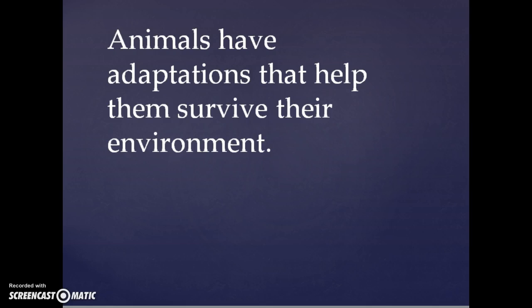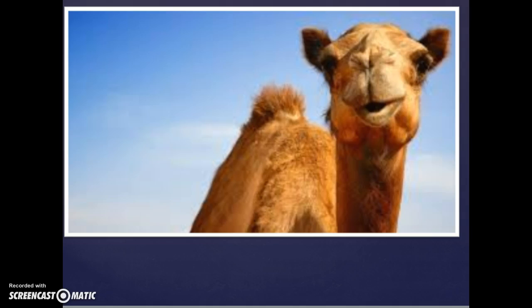So animals have adaptations that help them survive their environment. Look at this guy. This is a camel, and you can't really see it in this picture, but camels actually have double eyelids, and this is an adaptation that helps them protect their eyes from blowing sand as they're crossing the desert. And of course, you've probably heard about a camel's ability to store water.